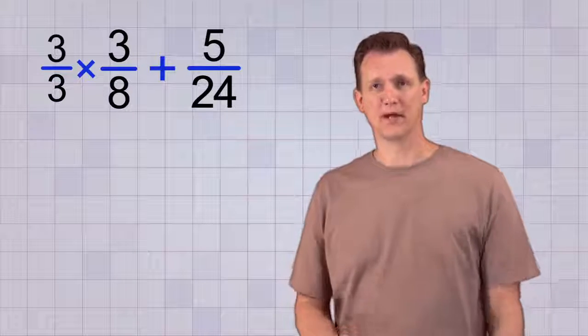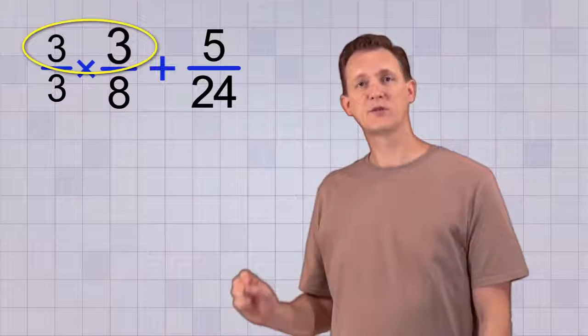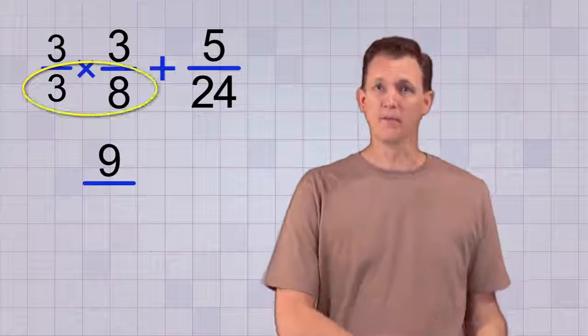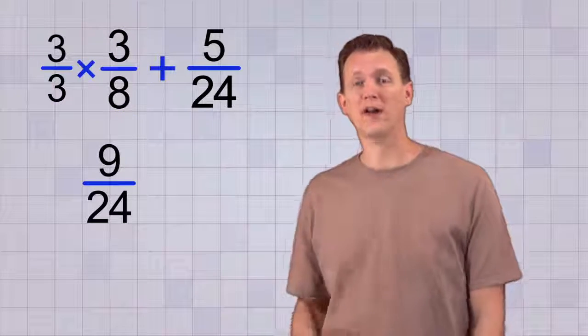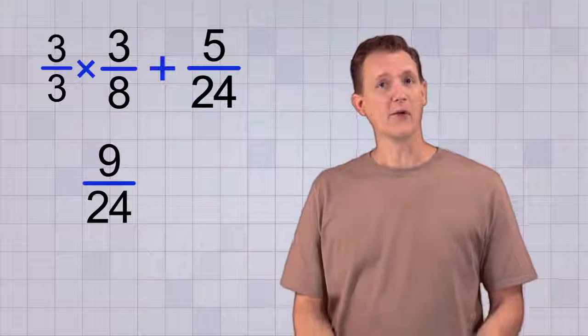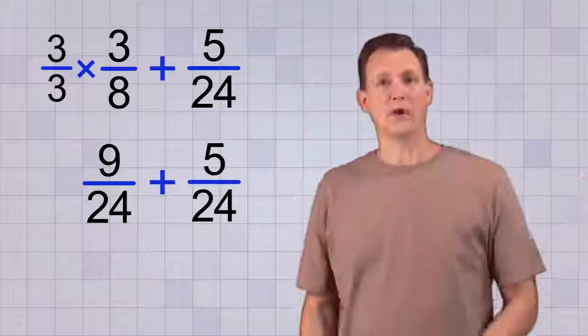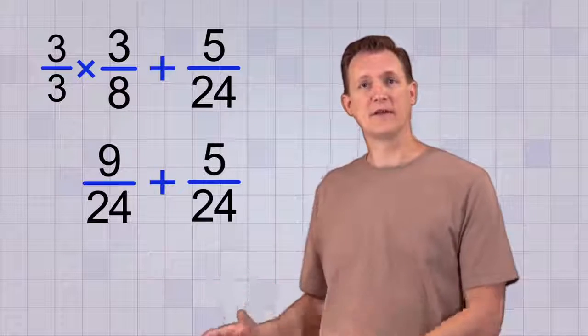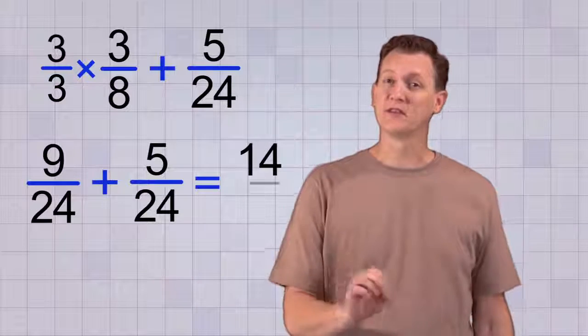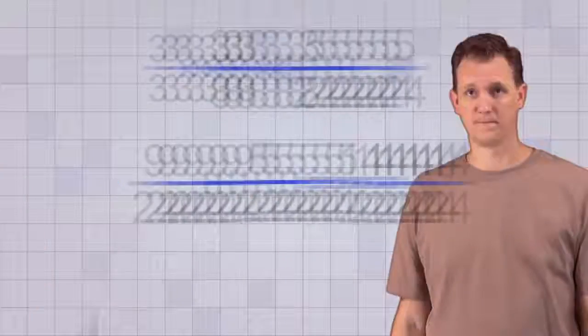Okay, now we multiply. On top, 3 times 3 gives us 9, and on the bottom, 8 times 3 gives us 24, just like we wanted. Now we have like fractions, and we can use our simple procedure to add them. We add the top numbers, 9 plus 5 equals 14, and we keep the same bottom number, 24. Okay, ready for one more example?